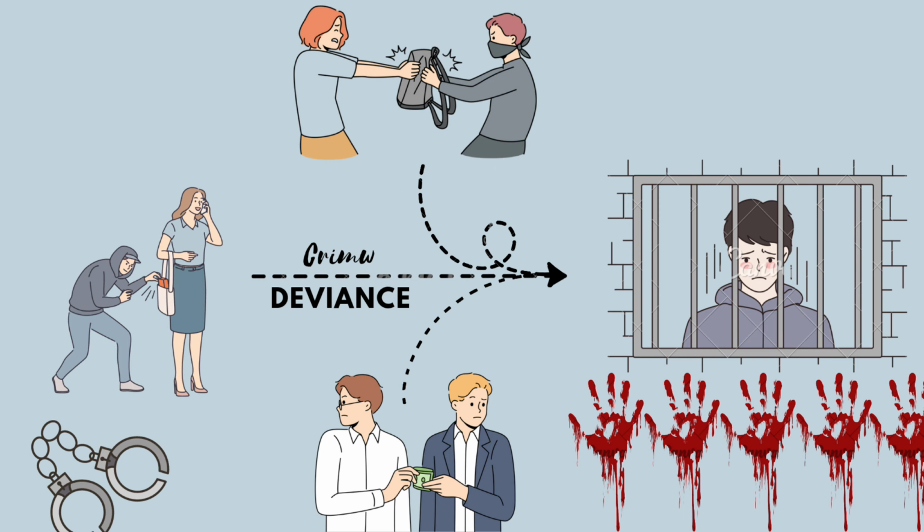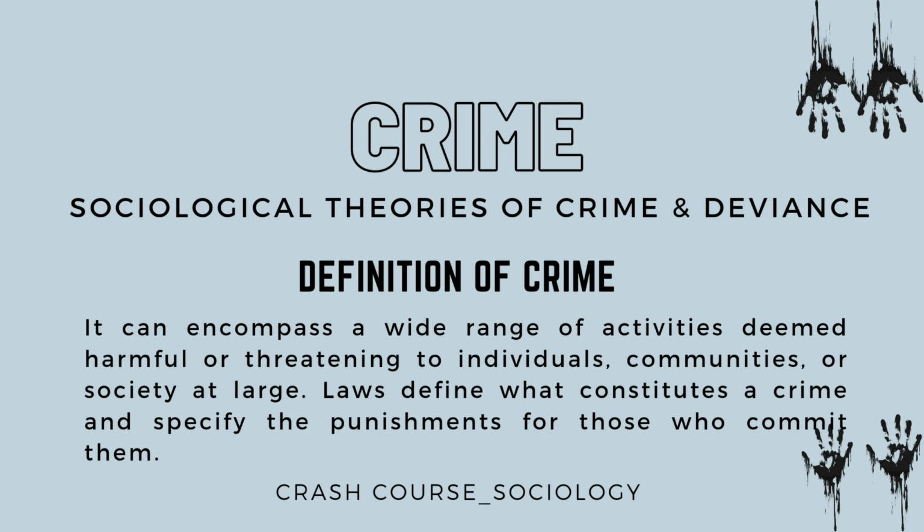Crime generally refers to an act or the commission of an act that is forbidden or the omission of a duty that is commanded by a public law, and that makes the offender liable to punishment by that law. It can encompass a wide range of activities deemed harmful or threatening to individuals, communities, or society at large. Laws define what constitutes a crime and specify the punishments for those who commit them.